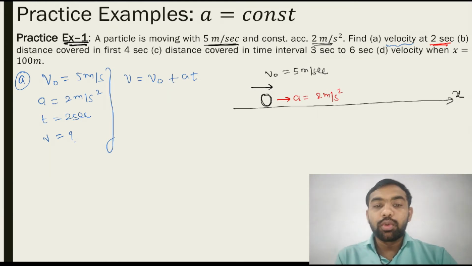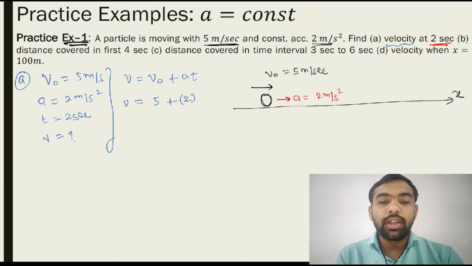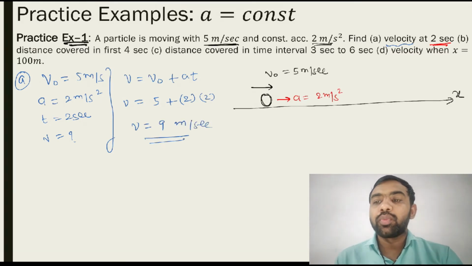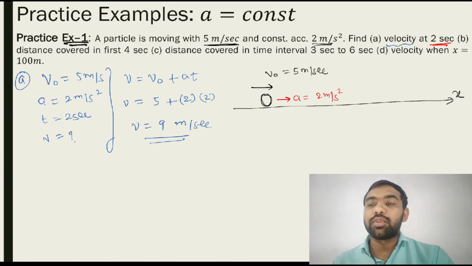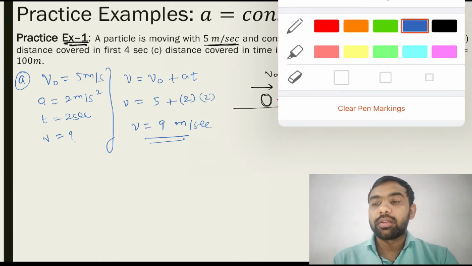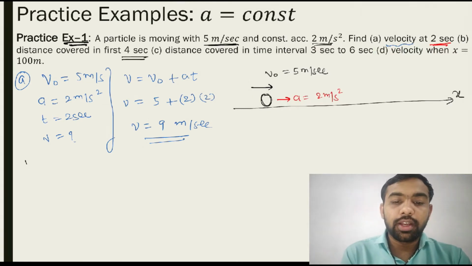So put in all the values. v0 is 5, a is 2 and t is 2, so 5 plus 4 is 9. So v is equal to 9 meters per second after 2 seconds. Second question: distance covered in the first 4 seconds. Let's find this out.